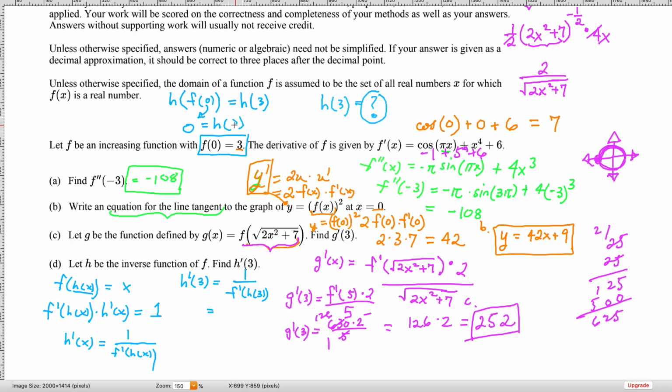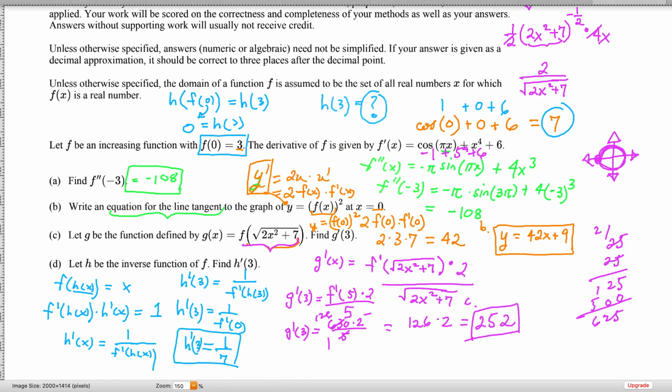And that's exactly what I have here, 1 over f prime of 0. And then I just need to find f prime of 0. If I plug in 0 to x, I get 7. 0 times that is just going to be 0, and cosine of 0 is 1, plus 0 to the 4th plus 6 is 7. So I get 1 over 7. And then this is all of them. Again, take your time with the arithmetic, unlike the ones where I did not take my time with the arithmetic.